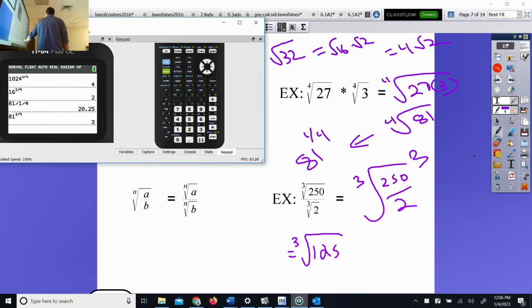5. Now, if you're part of that 10 or 15 kids I have that refuse to memorize your cubes, how do you use your calculator? What do you raise 125 to? 1/3. On the top one, is it plus or minus 3? Are you solving for x? Which is 3. That's just 3.